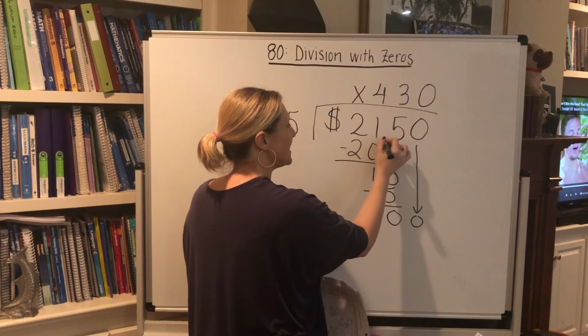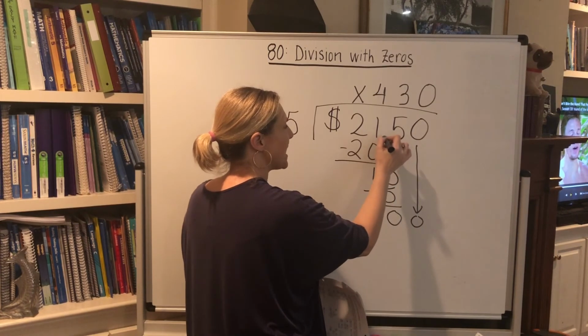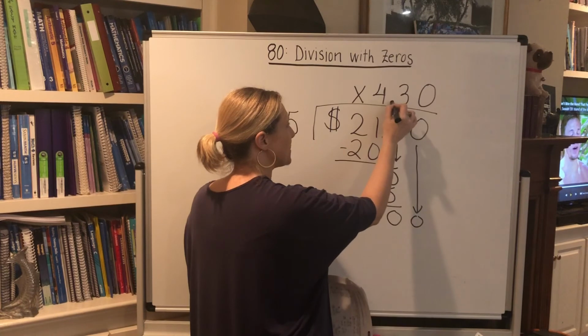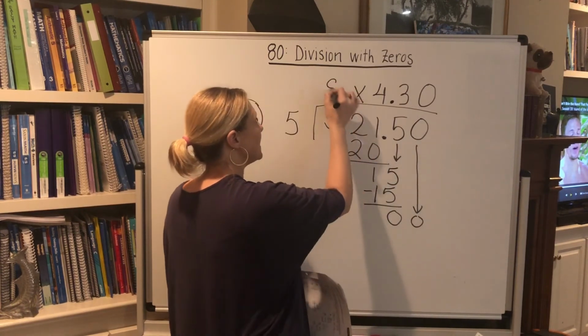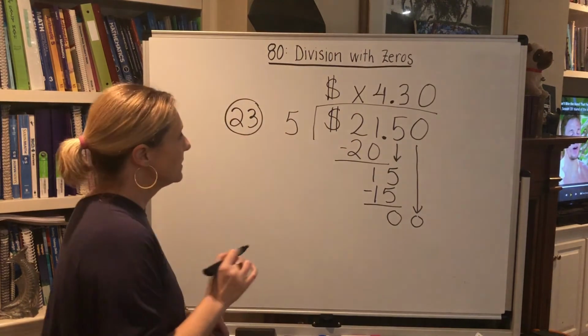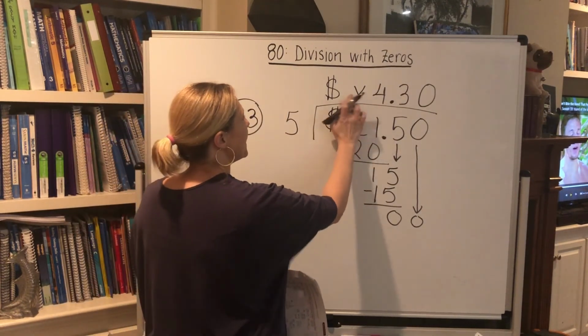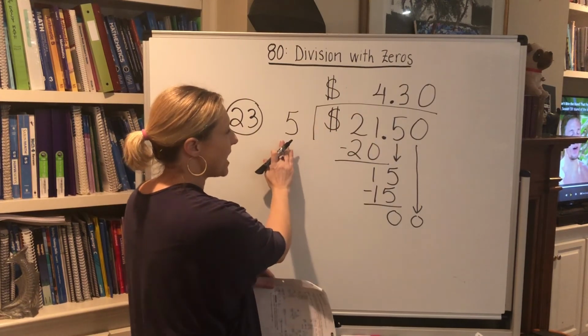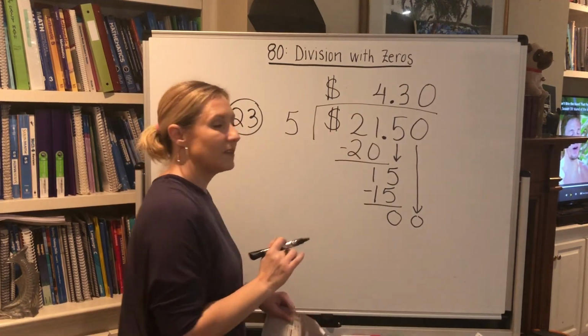Now when we divide decimals, the division rule we have is that decimals go straight up. So we need to move our decimals straight up so we don't lose our place and we don't forget our label, which is our dollar sign here. Okay, so our answer is $4.30, and $4.30 times 5 would give you $21.50.